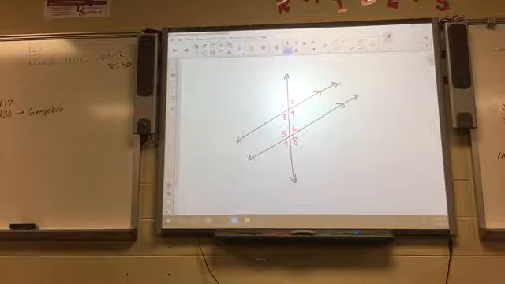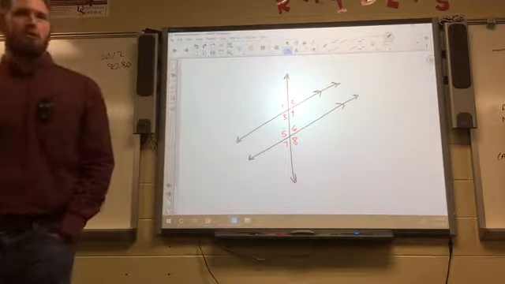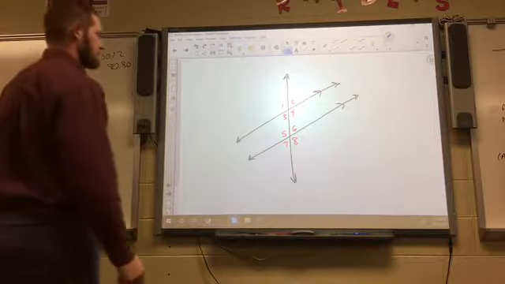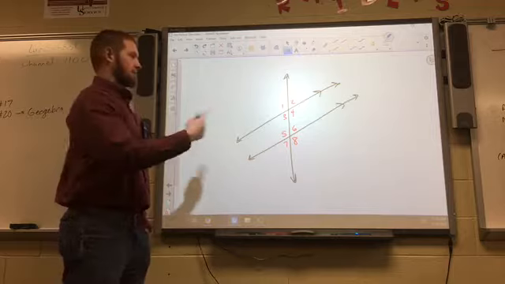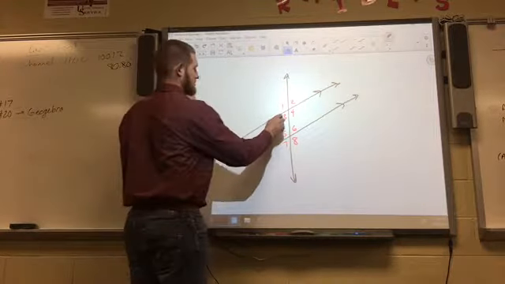The next one is our alternate interior angles theorem. It says if the lines are parallel, then alternate interior angles are congruent. I gave that one away. Kai, give me one pair of alternate interior angles, please. Alternate meaning opposite sides of the transversal. Oh, so like 3 and 6.